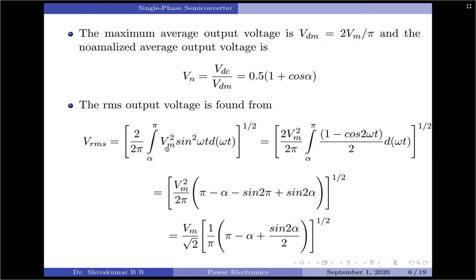Right. So Vm square is taken at the constant side. Sin square omega t cannot be integrated directly, so I expand it as 1 minus cos 2 omega t divided by 2. Then I put the integral limits directly to find the final value of the RMS output voltage as Vm by root 2 into 1 by pi whole multiplied by pi minus alpha plus sin of 2 alpha divided by 2, whole to the power of 1 by 2.